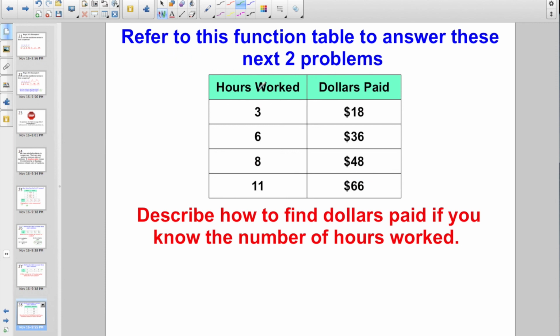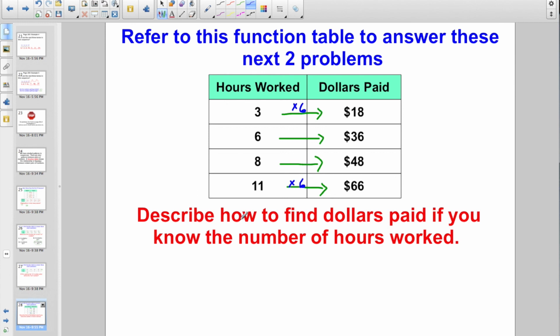One more, we're going to look at a different function table. Hours worked compared to dollars paid. That's the way it is in the world, right? I'm starting with 3 hours and I get $18. 6 hours worth of work gets a guy $36. 8 hours worth of work gets a guy $48. And 11 hours of work is worth $66. What is the function of this table this time? Looks to me like I am multiplying by $6 each time, right? 3 times 6 is 18. 6 times 6, hey, that is 36. 11 times 6, that is 66.